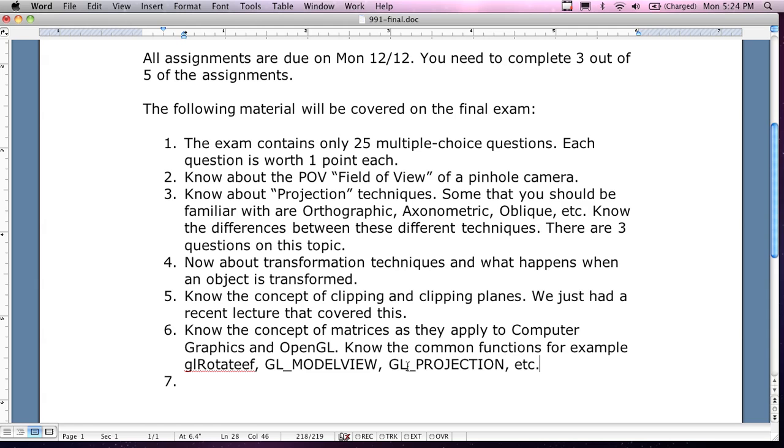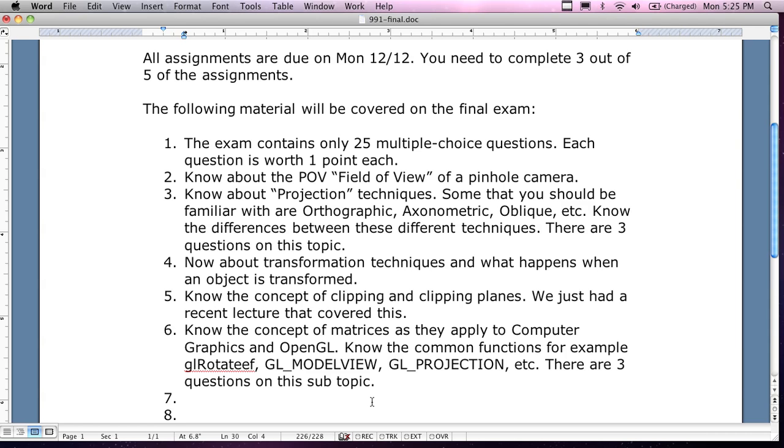So there are 3 questions on this subtopic: matrices. Know the concept of matrices. Okay, there we go. So that's a significant portion as well. So we've got 3, 6, 9. We're almost halfway through the exam, believe it or not, in terms of content area.